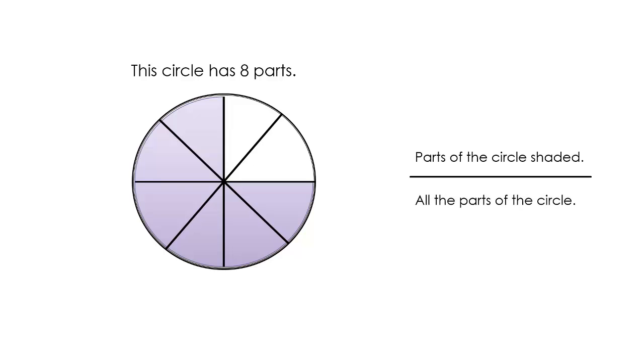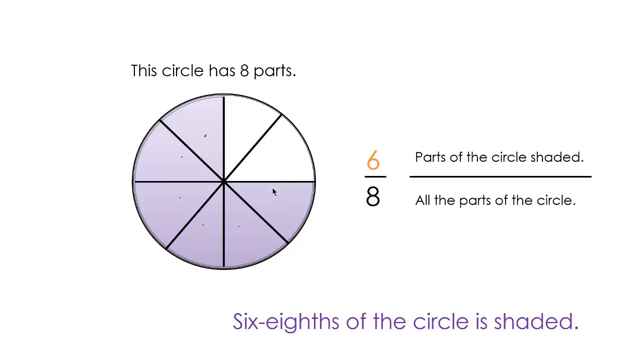So how many parts of this circle are shaded? 6. 1, 2, 3, 4, 5, 6. And how many total parts do we have in this circle? 8. So we would say that 6/8 of the circle is shaded.